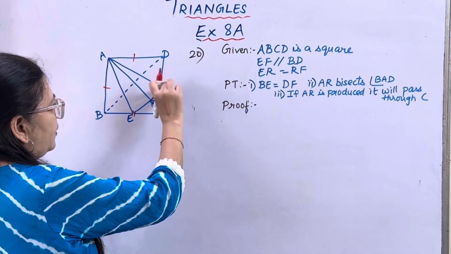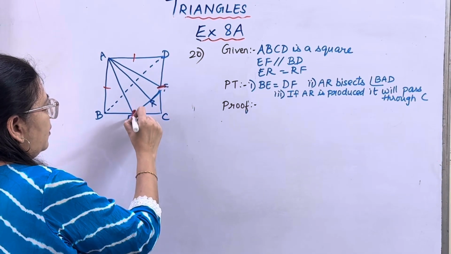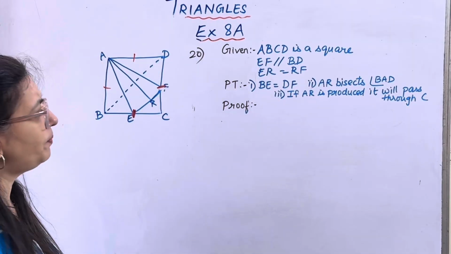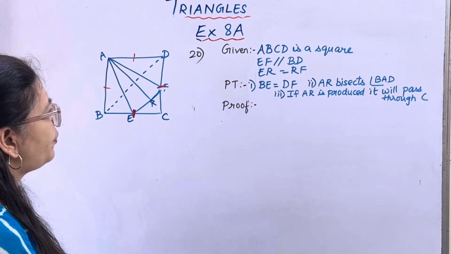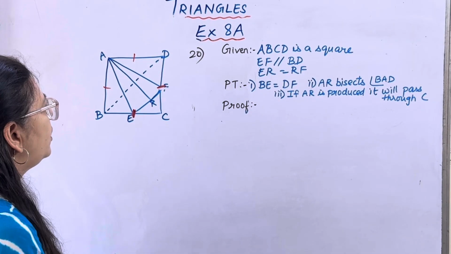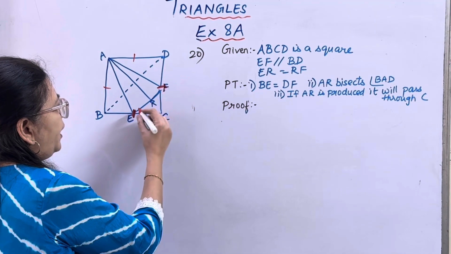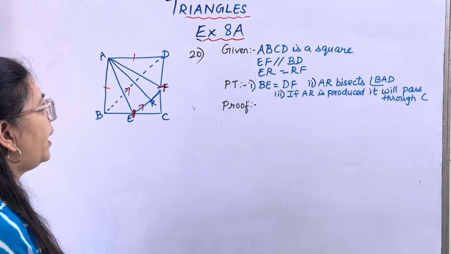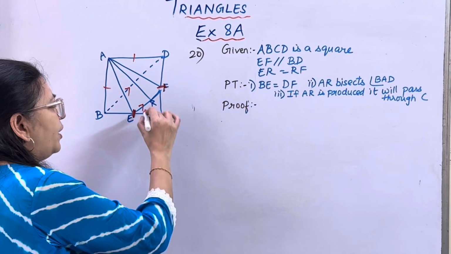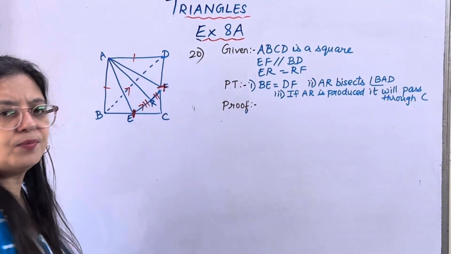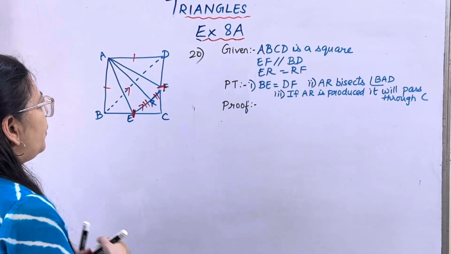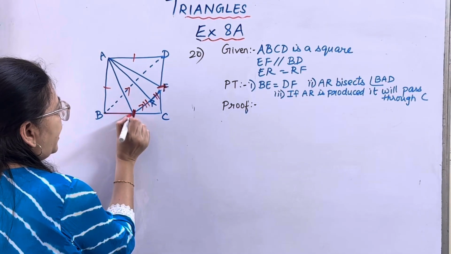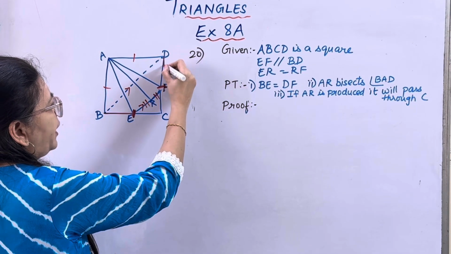Sorry, single one. All sides are equal, correct? Then EF is parallel to BD, drawing an arrow, and ER is equal to RF. This is equal to this. What you have to prove? You have to prove that BE is equal to DF.